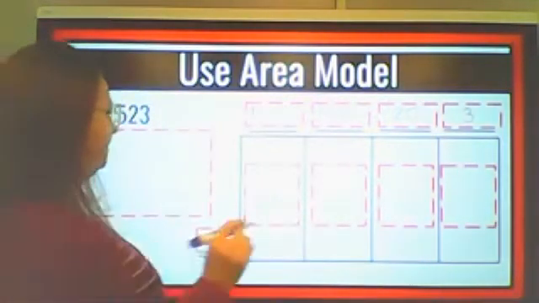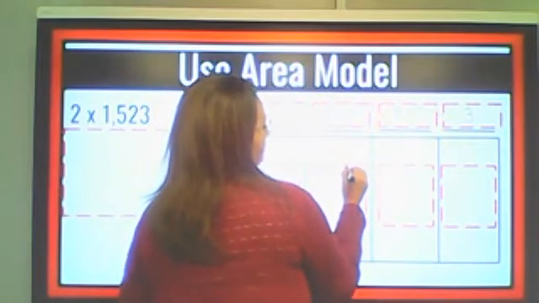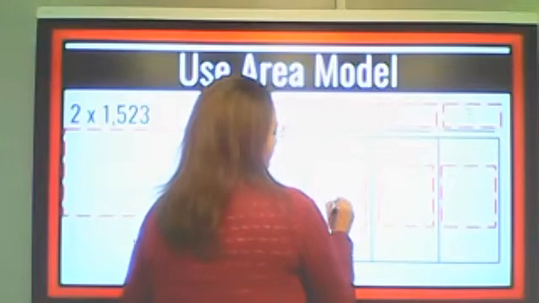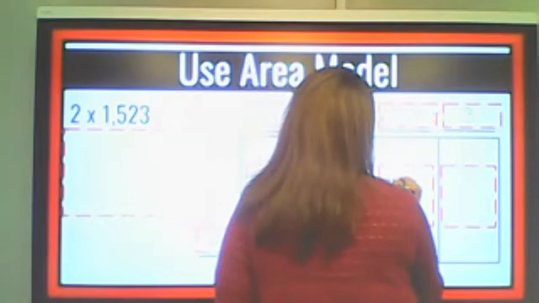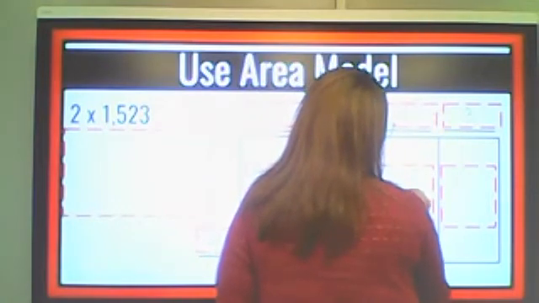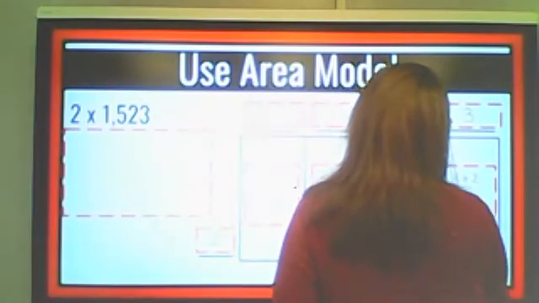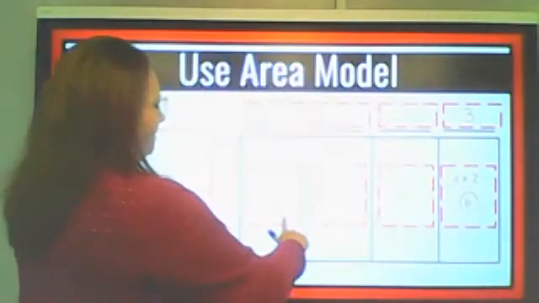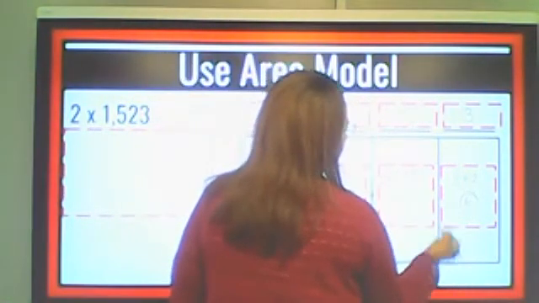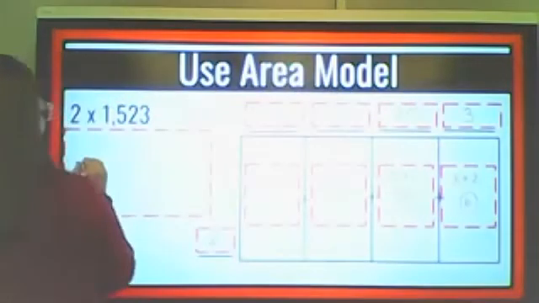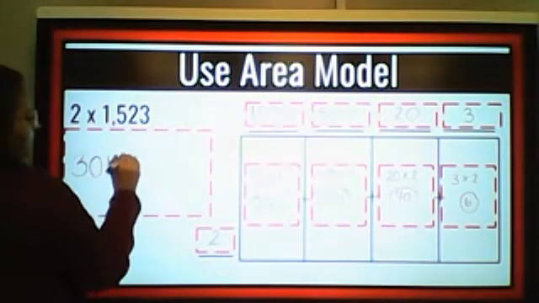All right. So I'm going to multiply 1,000 times 2 right here. And I do get 2,000. Now, what do I multiply here? 500 times 2. Okay. Now, right here, I'm going to multiply 20 times 2, which is 40. And then I'm going to multiply 3 times 2, which is 6. And then we add 2,000 plus 1,000 plus 40 plus 6. And we get 3,046.